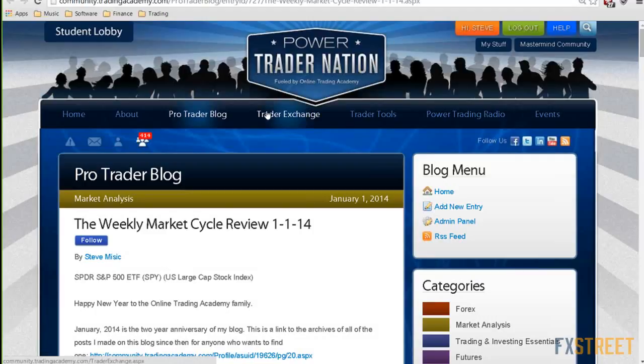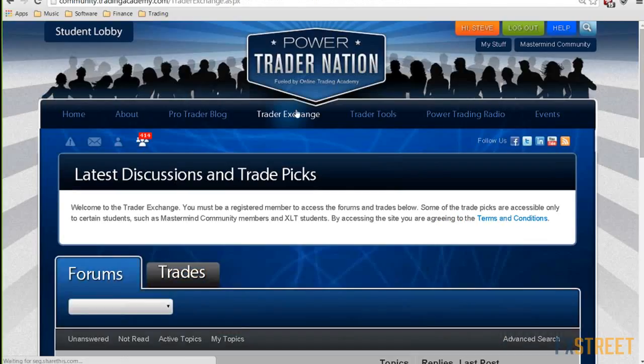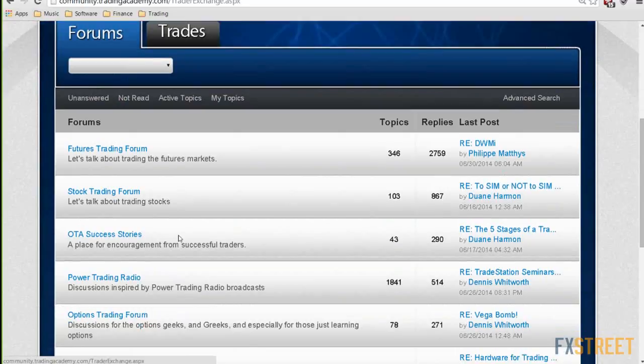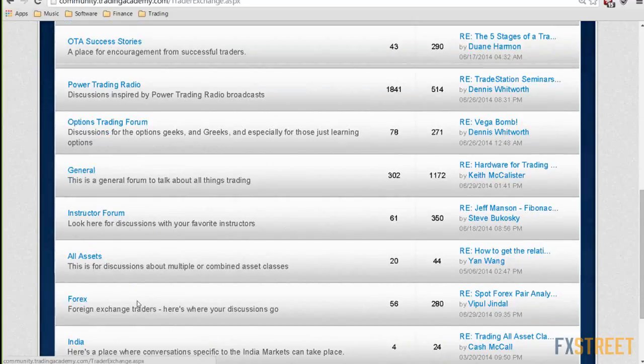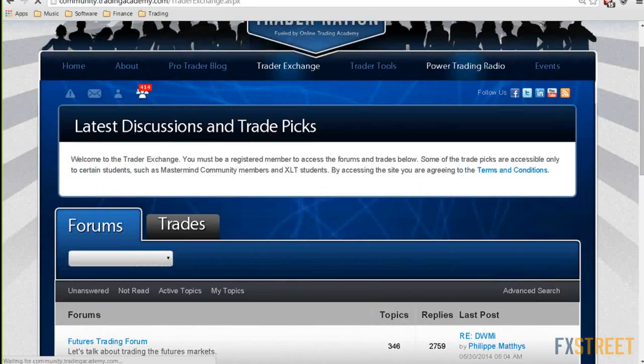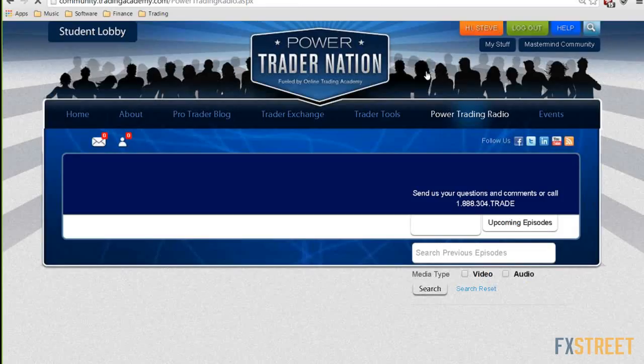They have a trader exchange here where students can actually go and exchange trading ideas. They actually have forums here where students can talk and ask questions, instructor forums, student forums, India forum for those students there. They actually have an area here where they can listen to the Power Trading Radio broadcast every time they want.